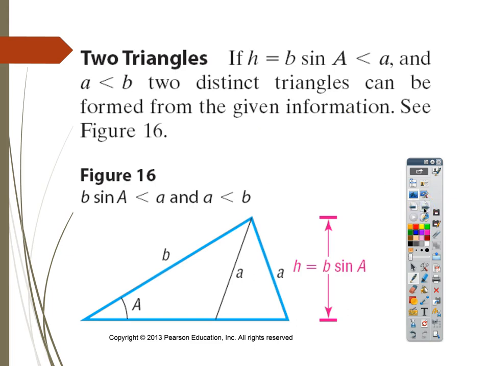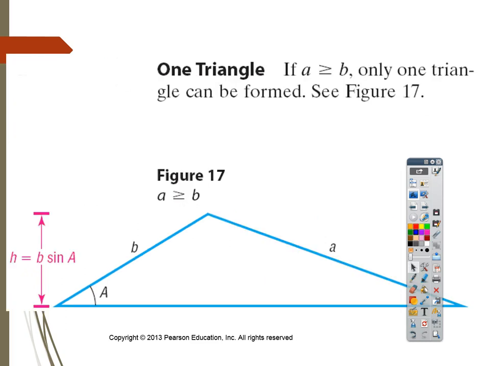Next one is, okay, the last one, I can get one triangle. And the way that I get one triangle, you don't even have to check for h. This is the beauty part of it. If the side across from the given angle is automatically bigger than or equal to b, I have a triangle. There's only one way I can make it. Okay?